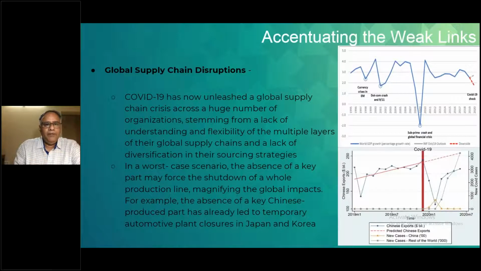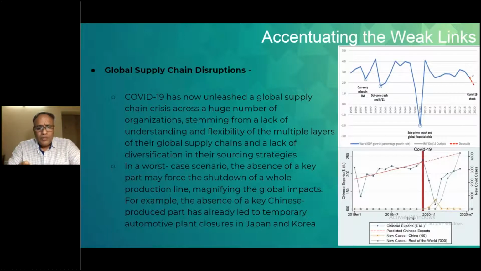I feel the whole supply chain, whether import or export, everything got disrupted. And with the absence of Chinese products, the automotive sector was temporarily impacted in Japan and Korea. So there are a lot of cases, and the whole supply chain network got affected.